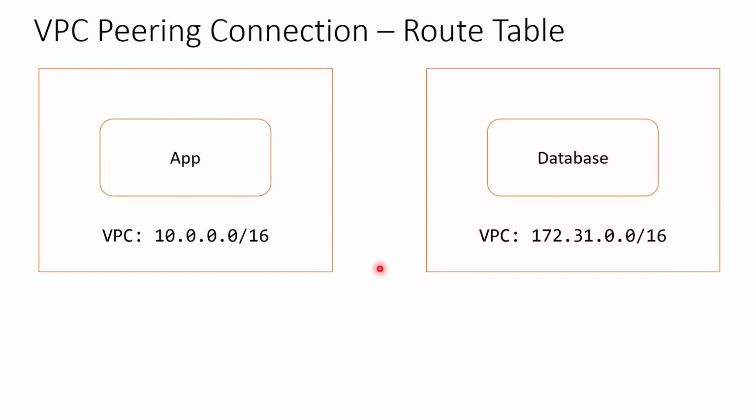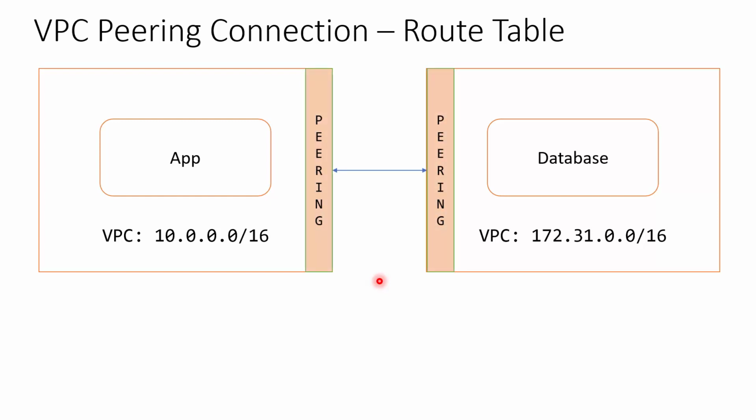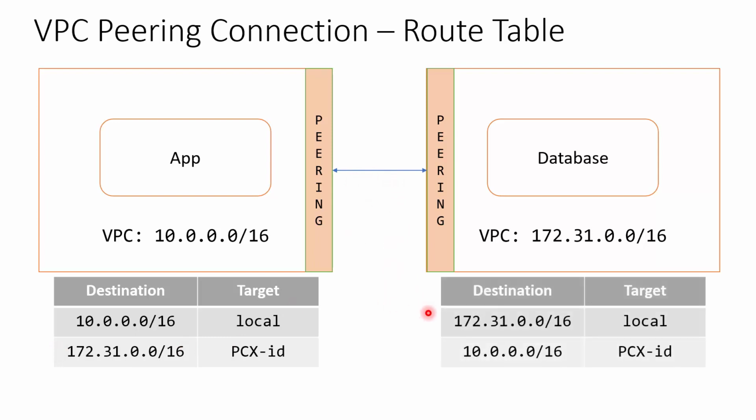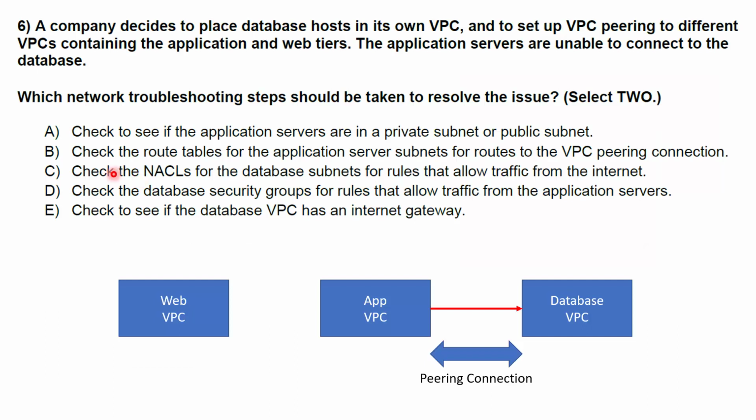Here is a peering example with two VPCs. The VPC CIDRs are 10.0/16 and 172.31/16. When you set up a peering connection, we also need to update the route tables. So the 10.0 VPC has a route to the 172.31 VPC, and the traffic is routed through the peering connection. Similarly, on the 172.31 VPC route table, the traffic to 10.0 VPC is routed through the peering connection. So B is a valid choice and we need to verify if routes are correct.